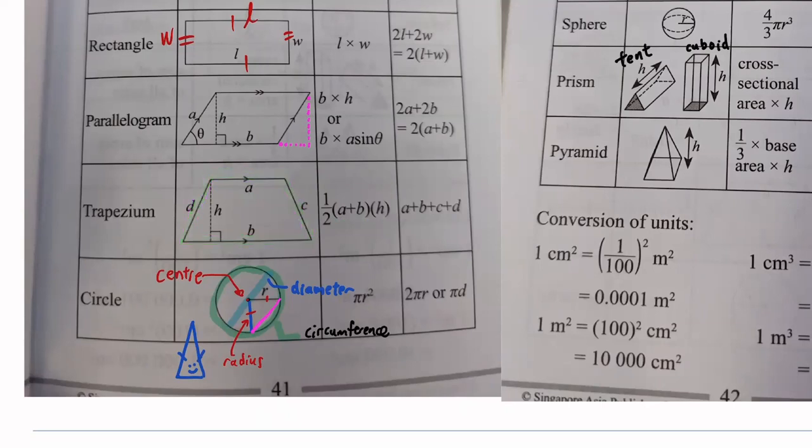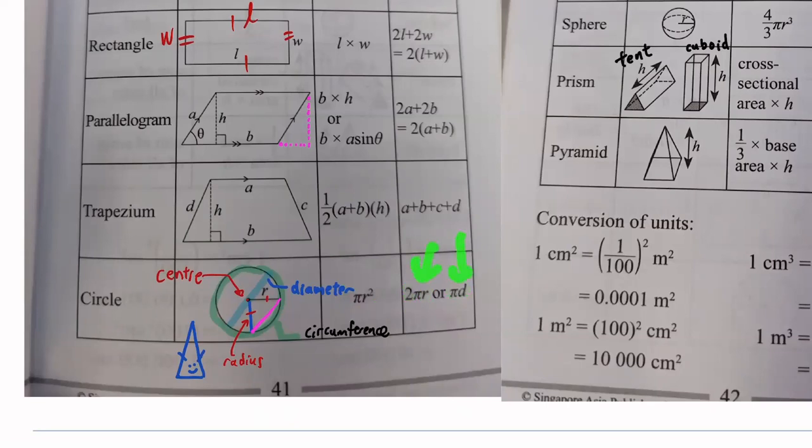Those 4 lengths don't have to be equal. Okay, they are not equal. So you just add them piece by piece. And then finally for a circle, you just pi r square. Pi r square for the area, where r is the radius. Then for the circumference, it's 2 pi r. But 2 copies of r is really just diameter, so it's really just pi d.